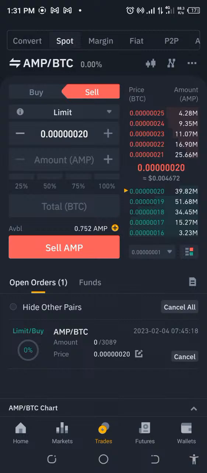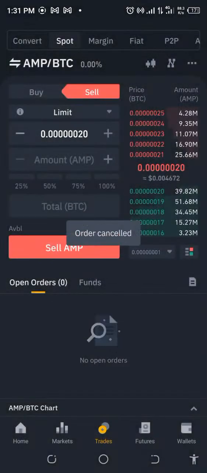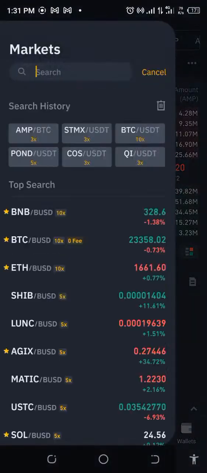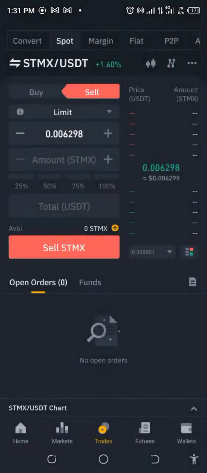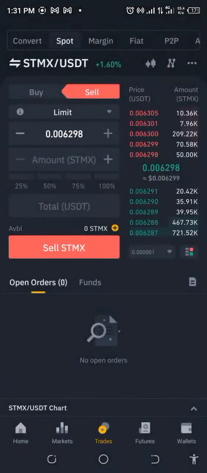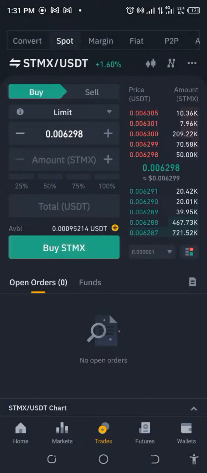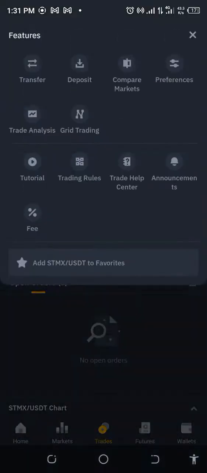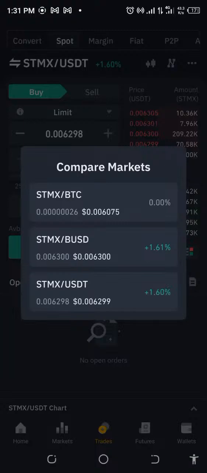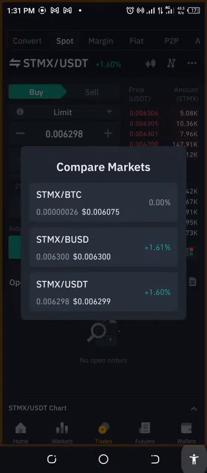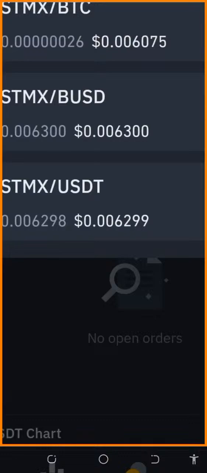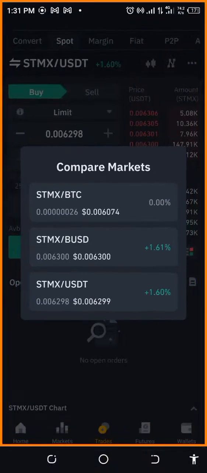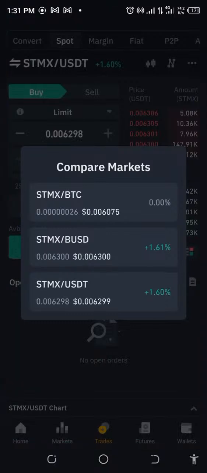Okay, so let's cancel this. Cancelled. So we're going to go to another coin, right? We're going to use STMX, okay? And first of all, like I always say, the first thing you need to do is to check and compare the markets to see what's going on there, see if there's any opportunity whatsoever. Okay, it looks like there's an opportunity here. So I'm just going to try and see whether I can actually buy STMX with my BTC.